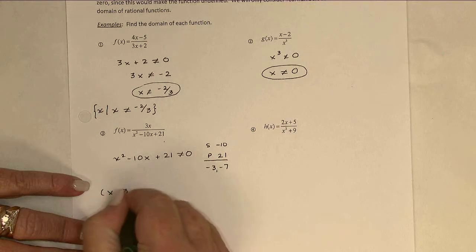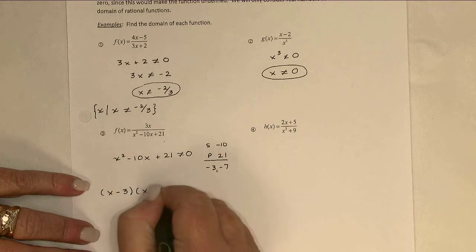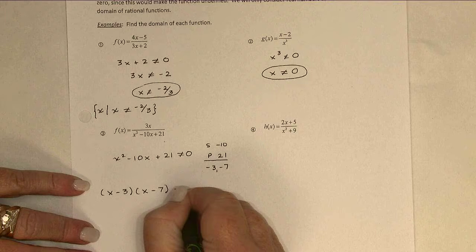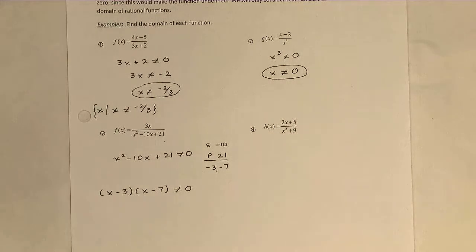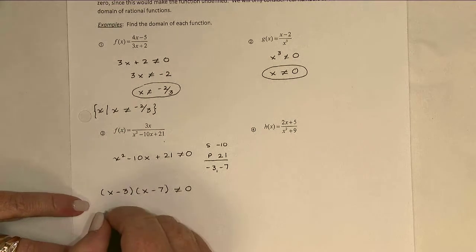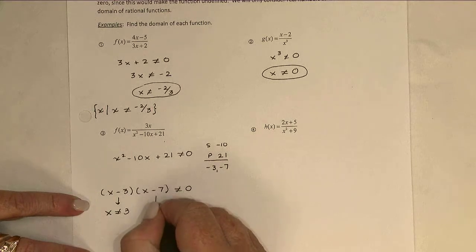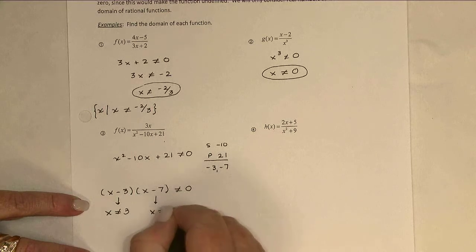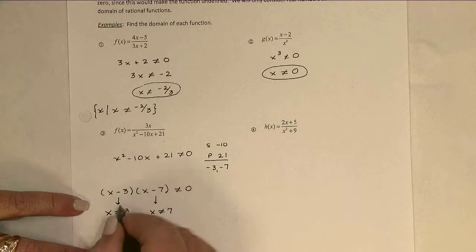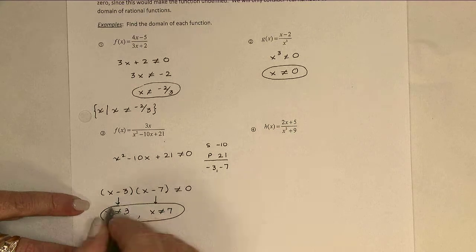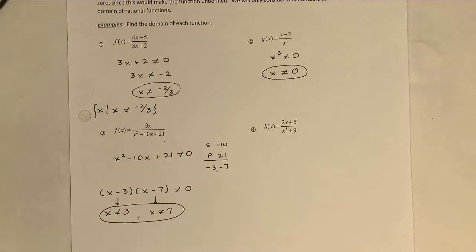So I'd have x minus 3 times x minus 7 is not equal to 0, meaning that x can't be 3 and x can't be 7. So the domain would be all real numbers except for 3 and 7.